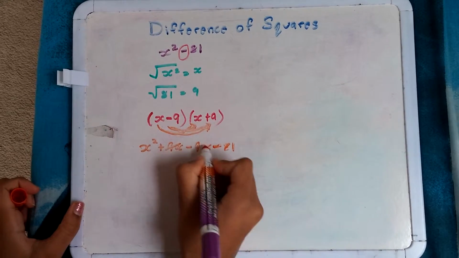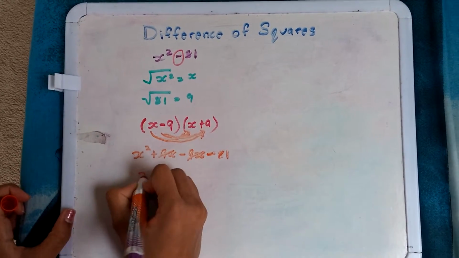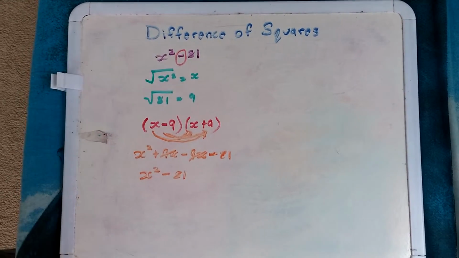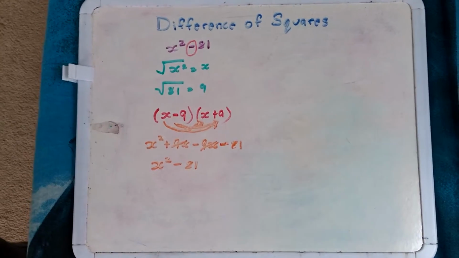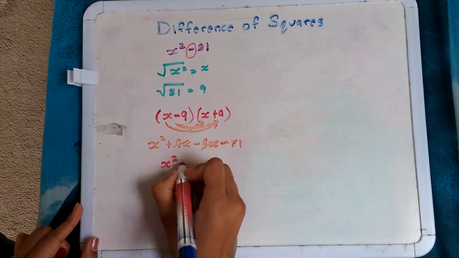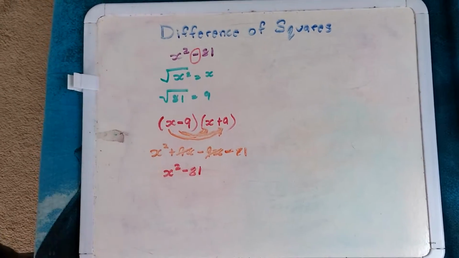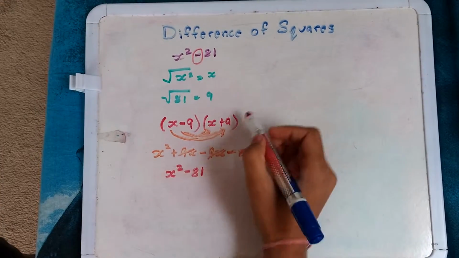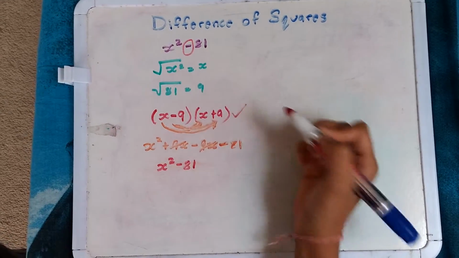So these two terms in the middle will cancel each other out, and you are left with x squared minus 81. Let's rewrite that with a different color so it's easier to see. So you're left with x squared minus 81. So you ended off with exactly what you started off with, which means your factored form was correct.